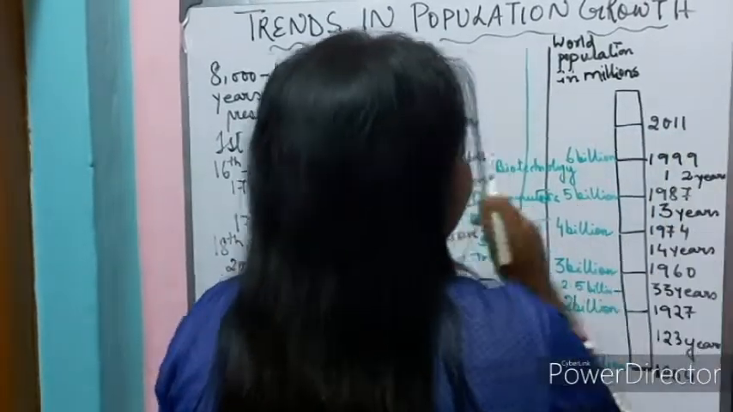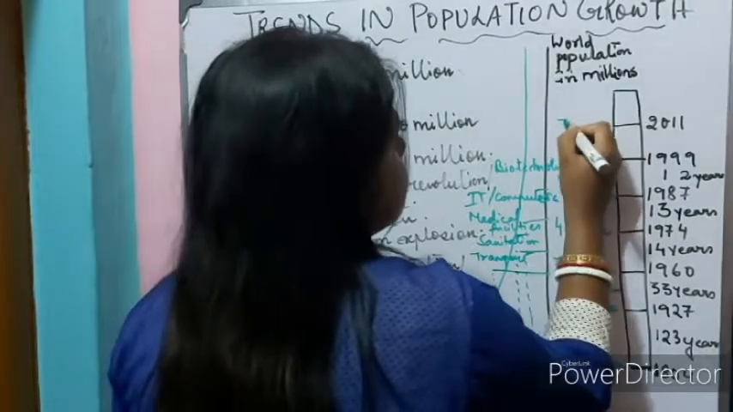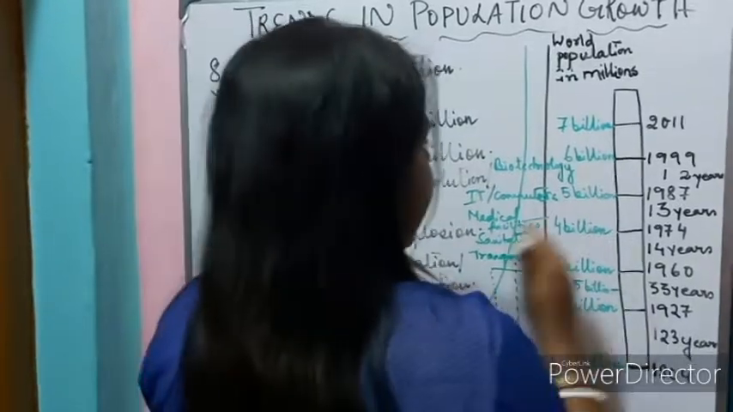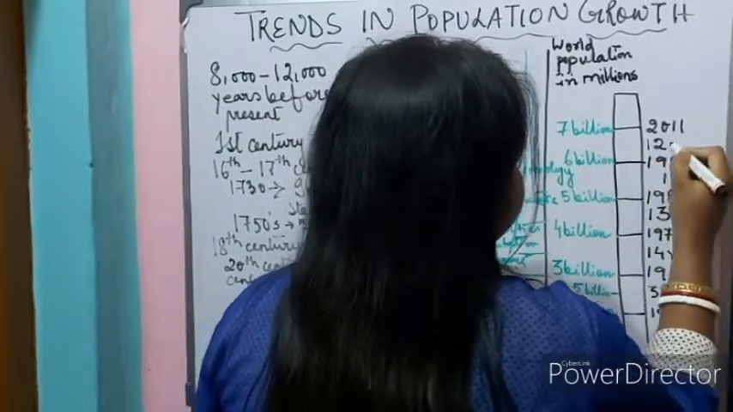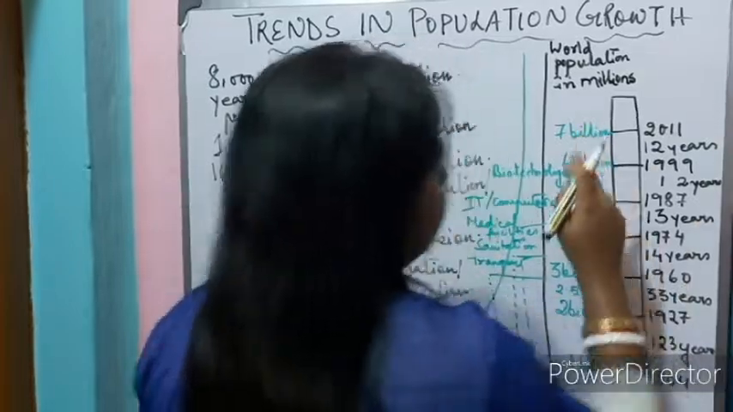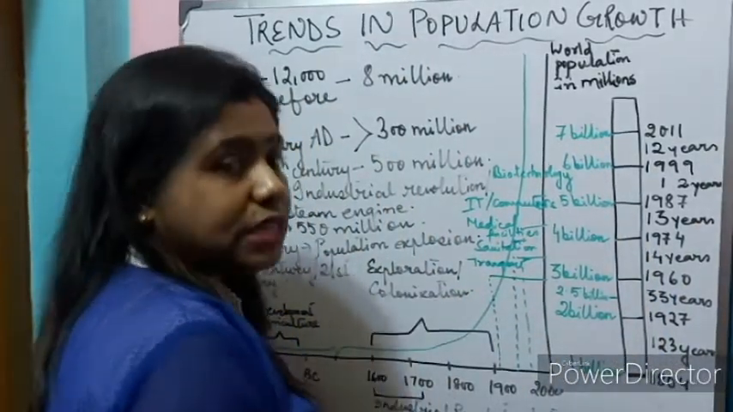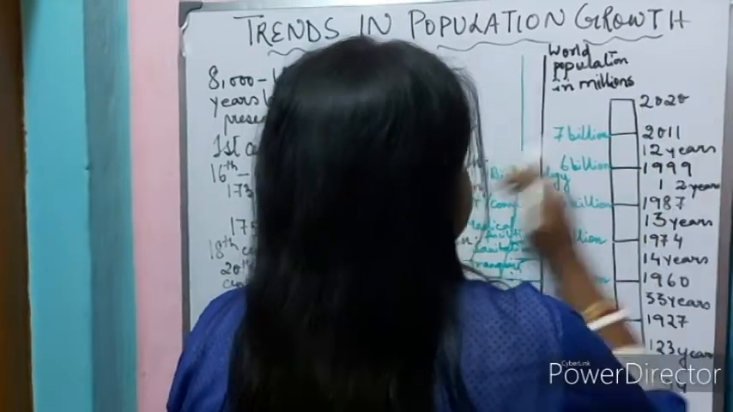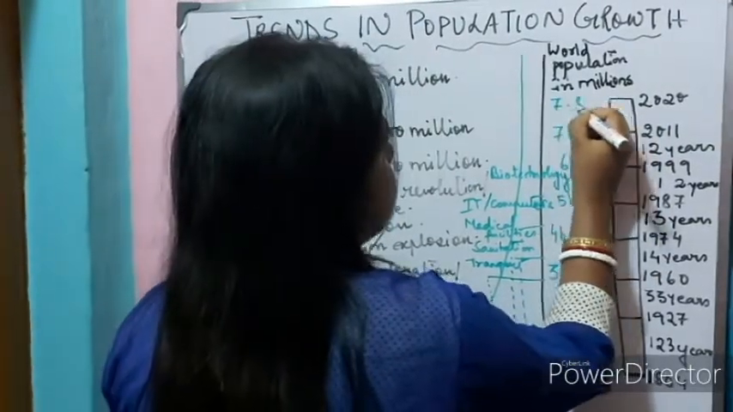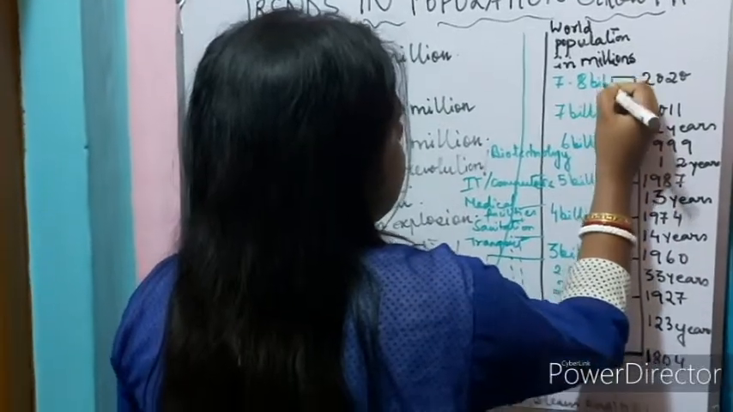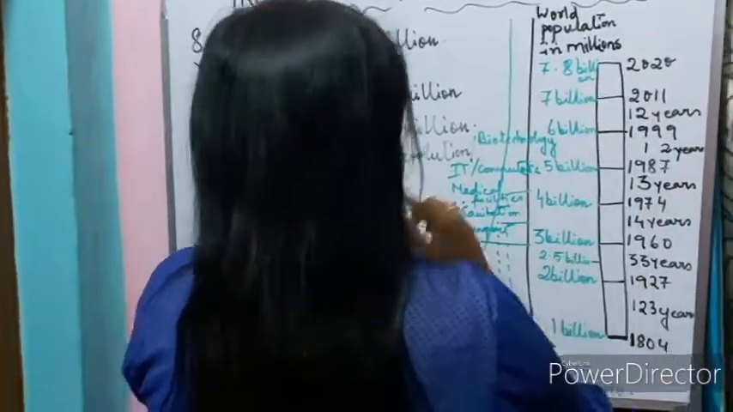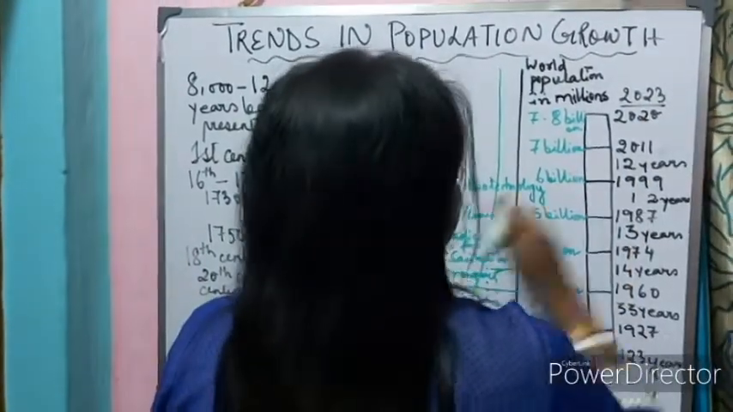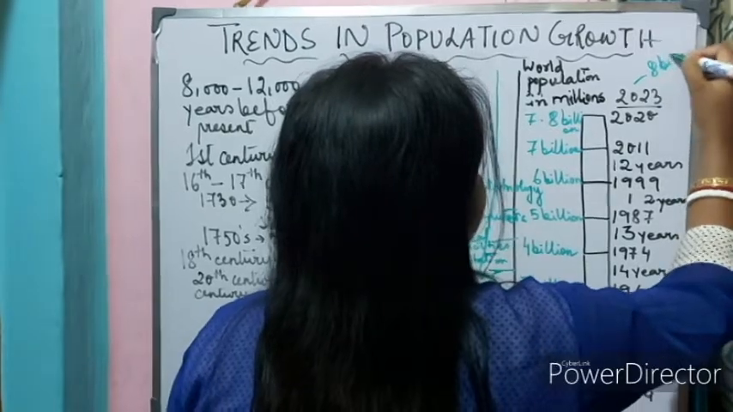In 2011, the population was 7 billion. It took again 12 years to reach 7 billion. Now if you see the current population, that is of 2020, the current population is 7.8 billion. It is estimated that by 2023, the world population will reach 8 billion.